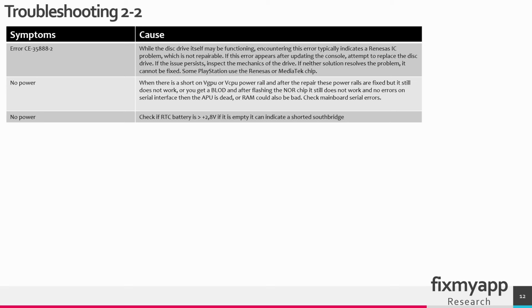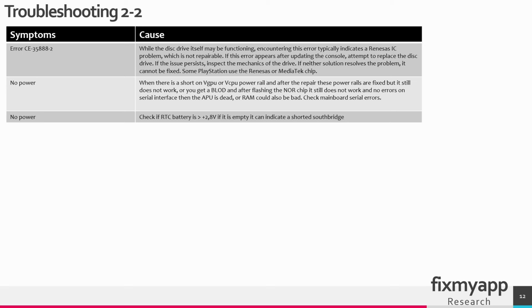When the PlayStation has a no power condition, and the problem was with a shorted power rail that goes to the APU, after you repair those power rails and then you get a blue light of death, then most of the time the APU is dead. Because the GPU power rail was shorted, 12V can have reached the APU, and when 12V reaches the APU, it can blow the APU.